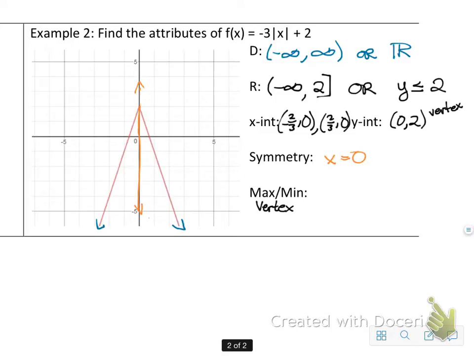Finally, we need to find max min. Well, does this have a top or a bottom? This is an example that has a top. Notice it's opening down, so it has to have a top point. If it were opening up, like on example 1, it would be a minimum, a bottom point. But that is it, and that was the answer for, we're finding the max. So let's take out min, that's not an option. And again, we're only looking at the y value, the number. So if we go to the y value, that's 2, so the answer is 2.